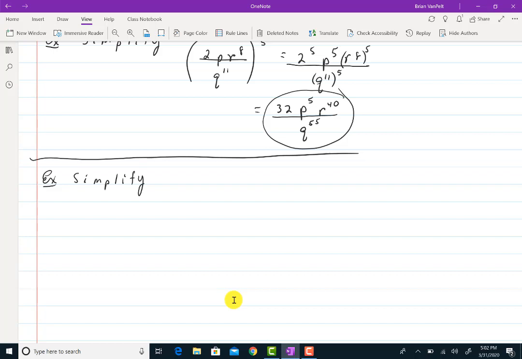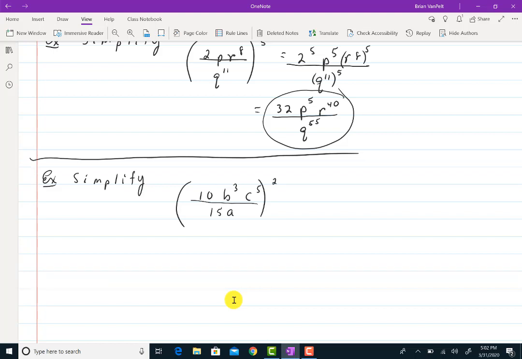All right, let's see what we have in this case. We have 10 b cubed c to the 5th over 15a. All of that is raised to the second power.